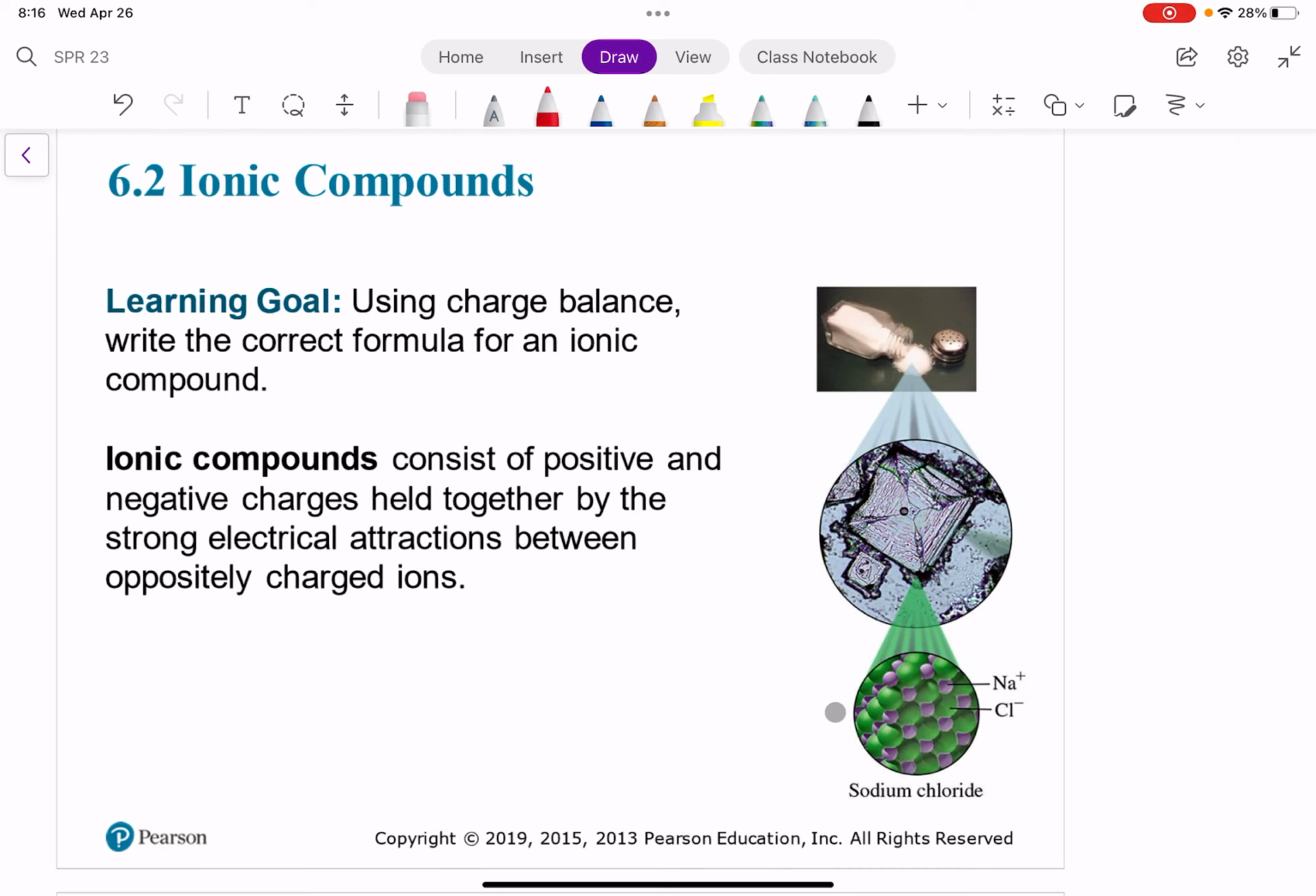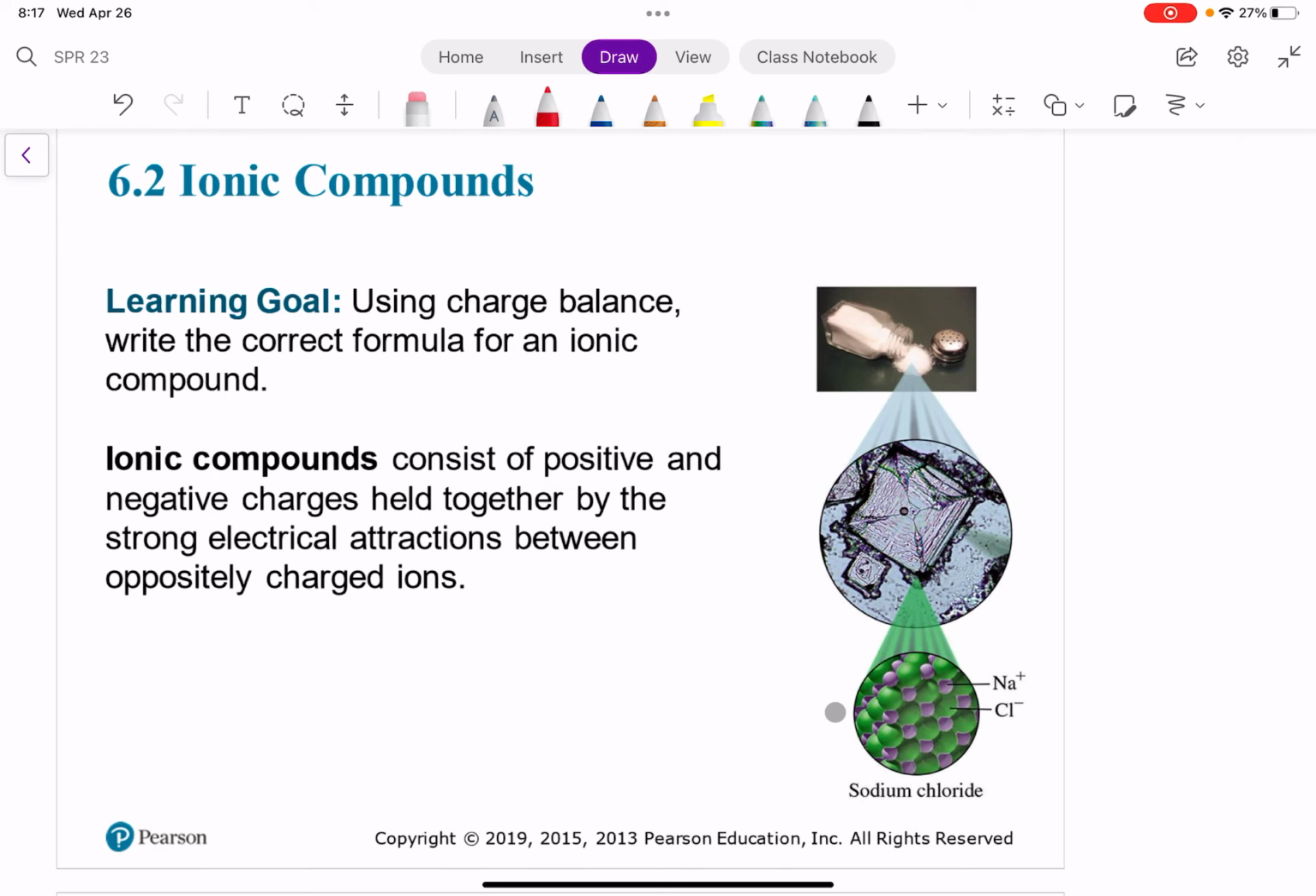So we talked about ions, which we said are atoms that have either gained or lost an electron, and in doing so, have a charge now, either positive or negative. We call those positive ions cations, and we call those negative ions anions.